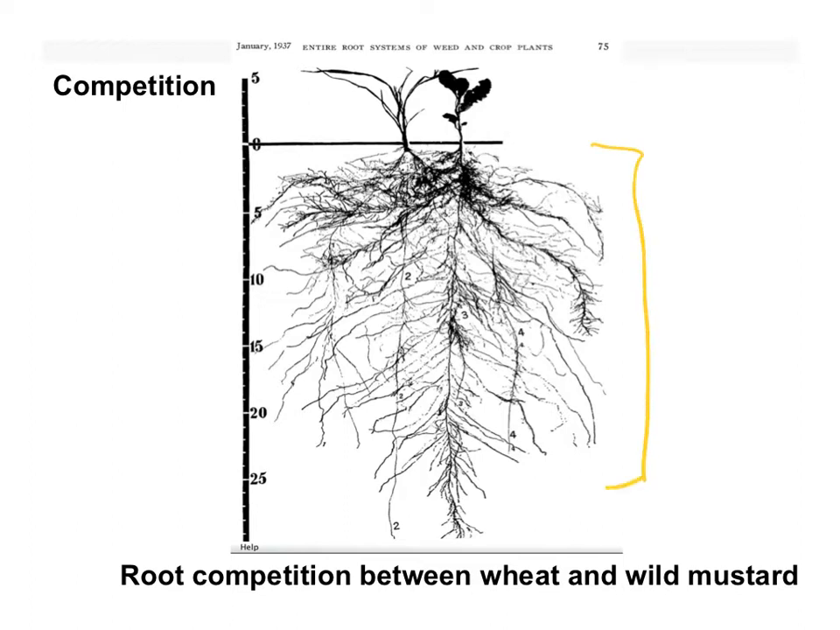Certainly no competition for space yet. Below ground is a different story, and these two different root systems are even touching and overlapping at some points. So they're definitely competing at this point for water, nutrients, and certainly for space.